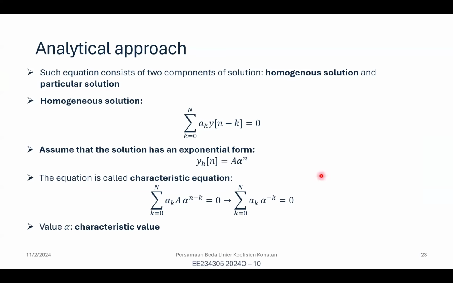Now the next approach, which is more standard, is the analytical approach. The analytical approach here means that we solve as we usually do with the continuous time system, where we have the homogeneous solution and the particular solution. The homogeneous solution is where we set the input to be 0, and we assume that the solution has an exponential form. The exponential here is slightly different. It's not a e to the alpha t, but it's a alpha to the power of n. And the equation here is called the characteristic equation, sigma ak times alpha to the n minus k. So we basically sum all of this, which equals 0, and we get rid of alpha to the n here. We also get this equals to 0. This alpha is called the characteristic value.